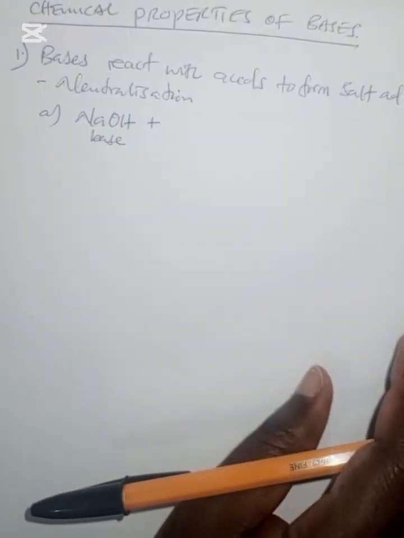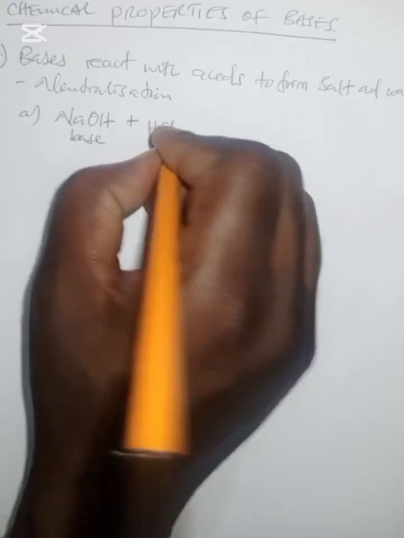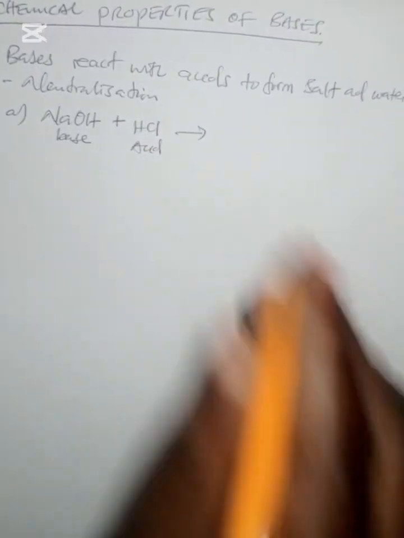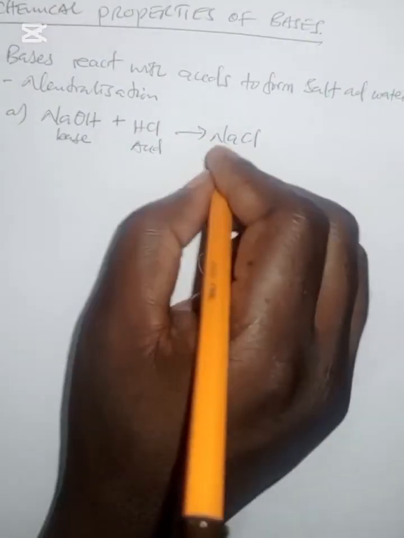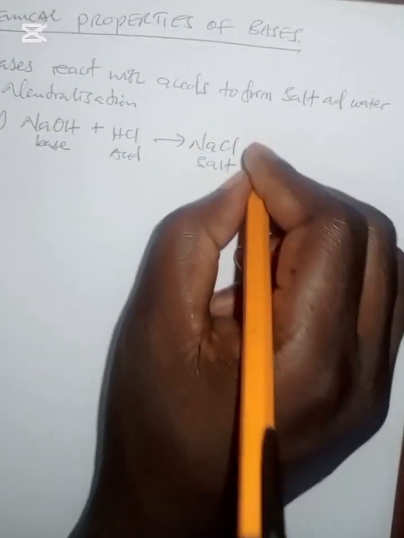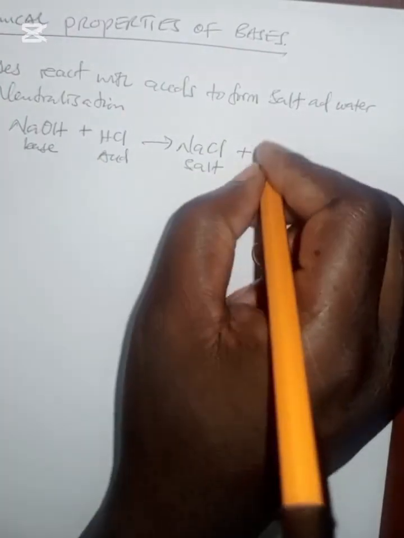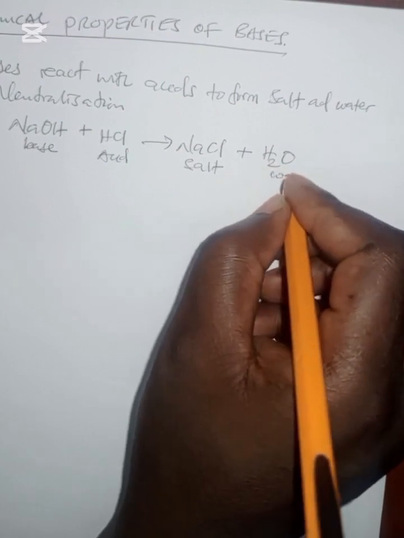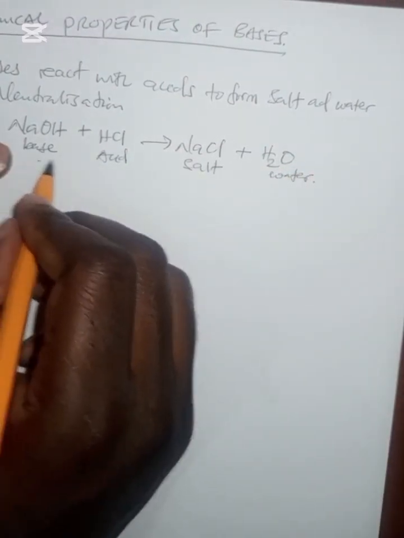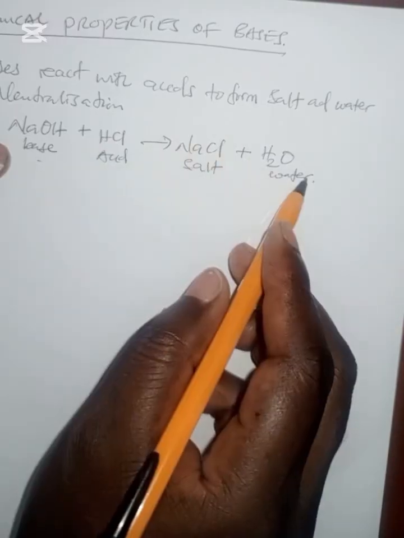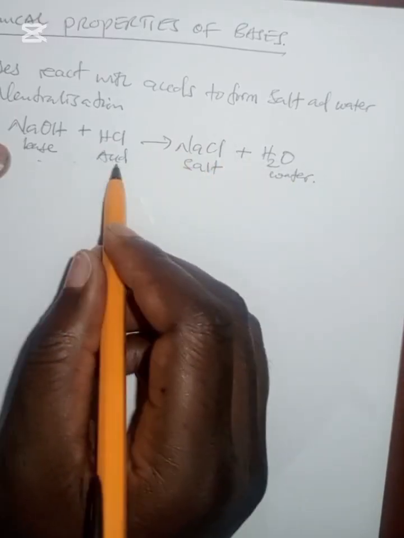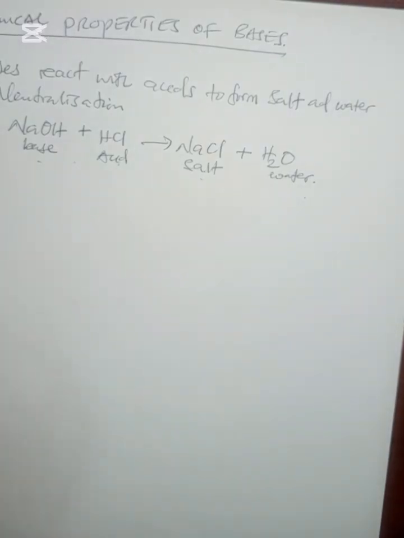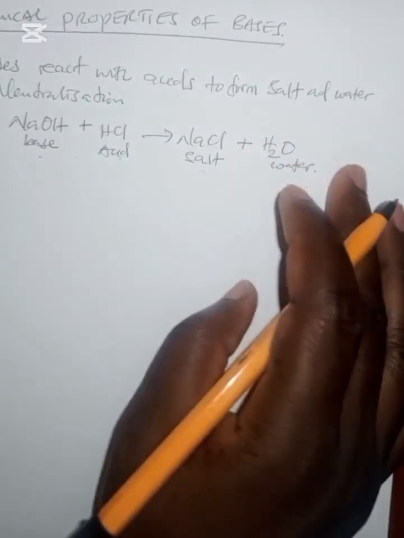Reacting with an acid. Let's use hydrochloric acid. So these two will react to give us sodium chloride, which is our salt, and water, which is another product. So when you have an acid and a base reacting together, you form salt and water. Whichever arrangement, you still have salt and water. Maybe let's take another example. So this is a neutralization reaction.